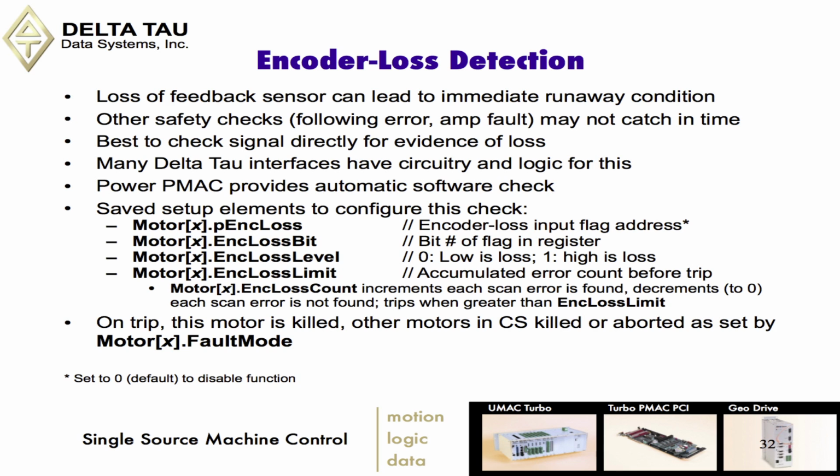So the setup elements for this are motor sub X P-enc loss. This is the input flag address. If you want to disable the function, set it to 0. Motor sub X enc loss bit, this is the bit of the flag at that register. And then whether a 0 is considered a loss or a 1 high is considered a loss.